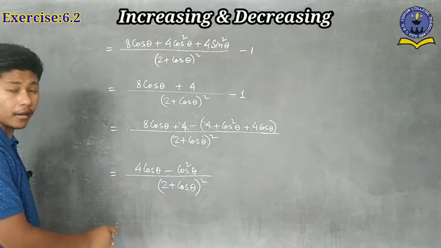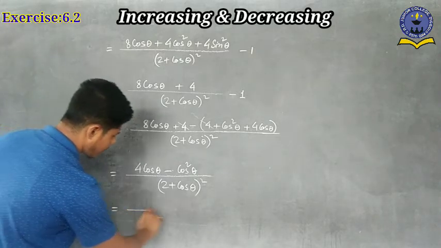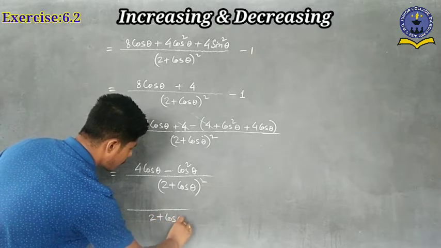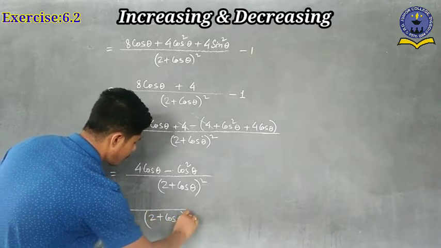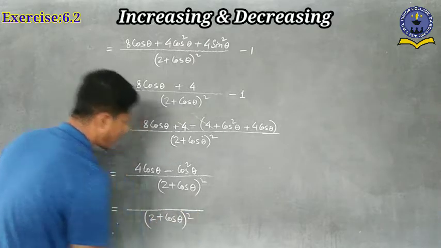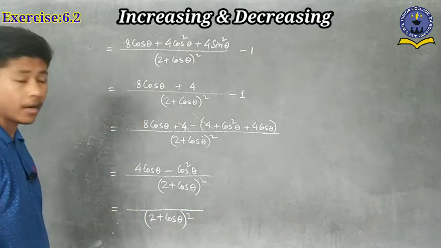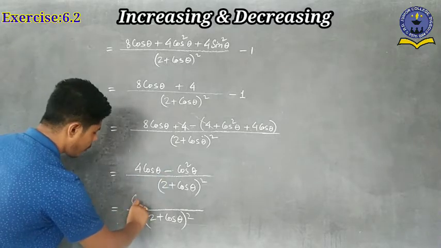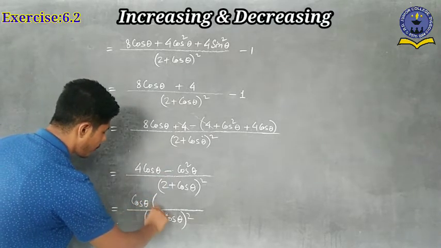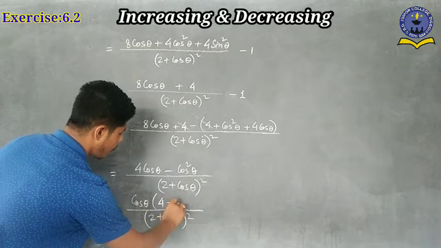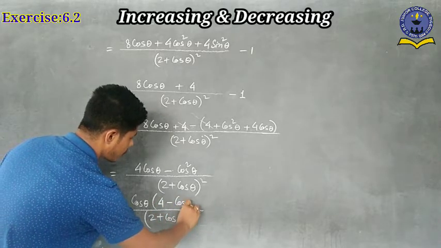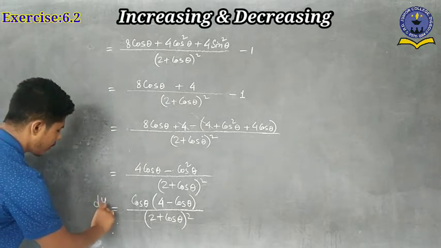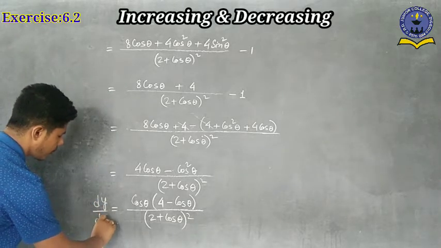Now from here, if you see the next line, we get 2 plus cos theta whole square in the denominator, and in the numerator, what is common here? Cos theta is common. If you take cos theta common, then 4 minus cos theta remains. Is it clear? So dy/d theta, we get this value.